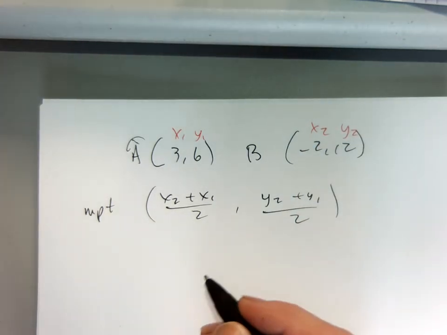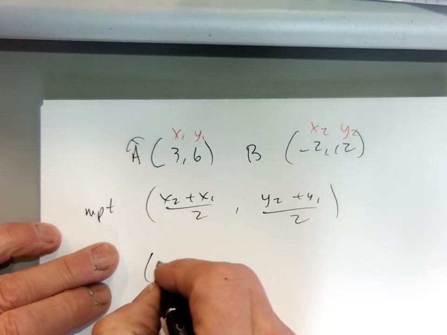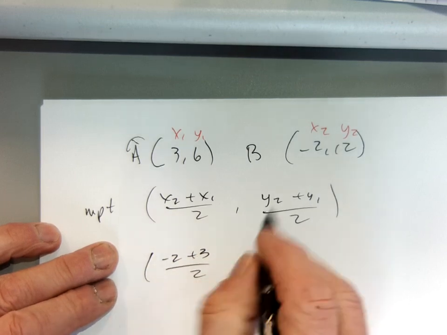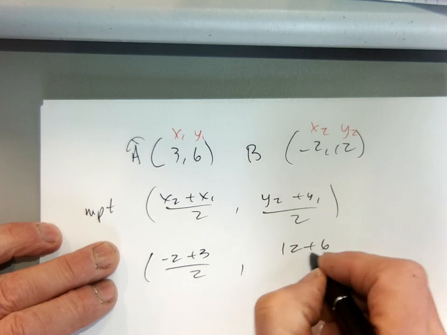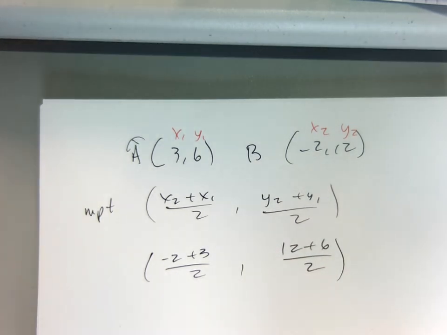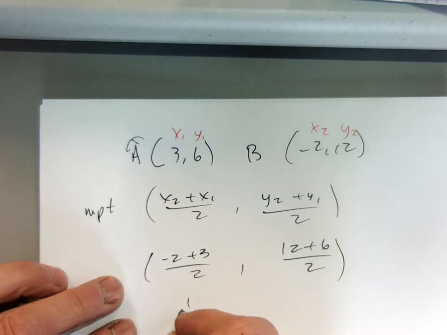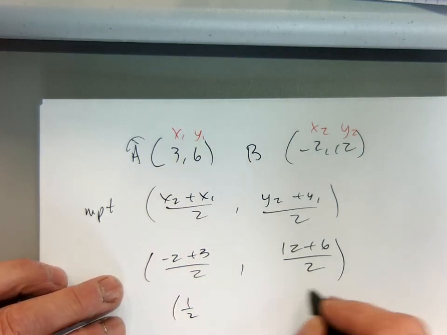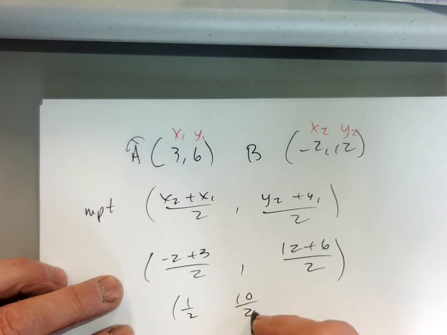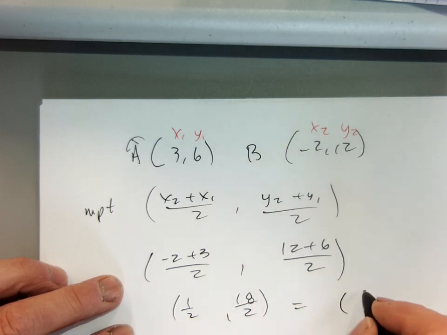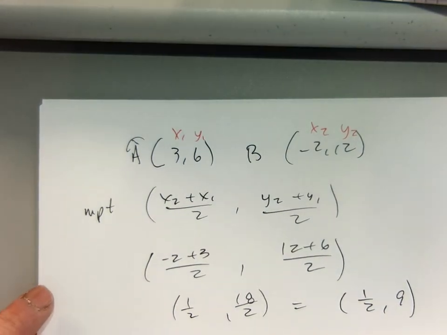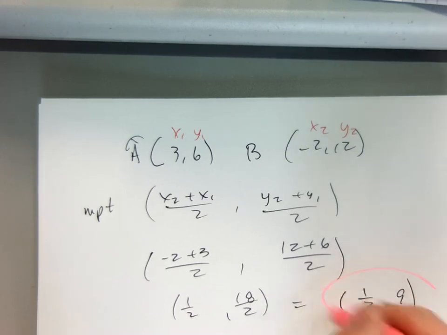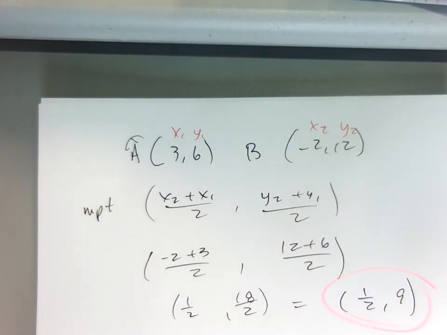And so my midpoint is simply going to be negative 2 plus 3 over 2, comma, 12 plus 6 over 2. So then I wind up with 1/2, comma, 18 halves, which is 9, so my midpoint is 1/2, comma, 9. Okay, done. There you go. Number one, first part's done. Easy, huh?